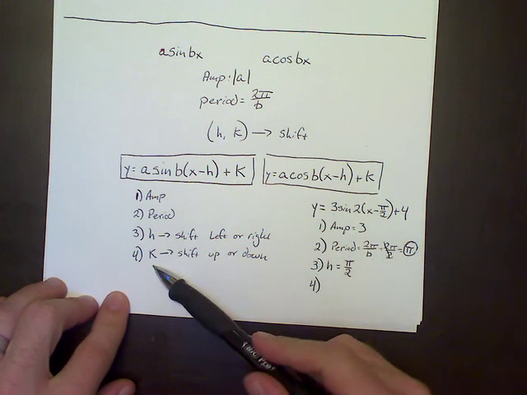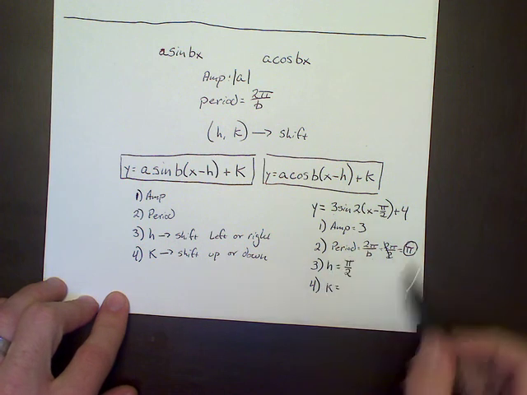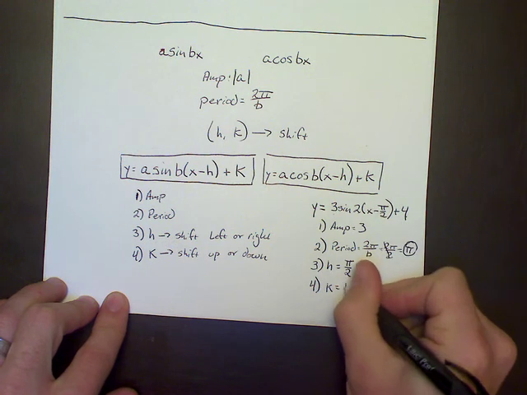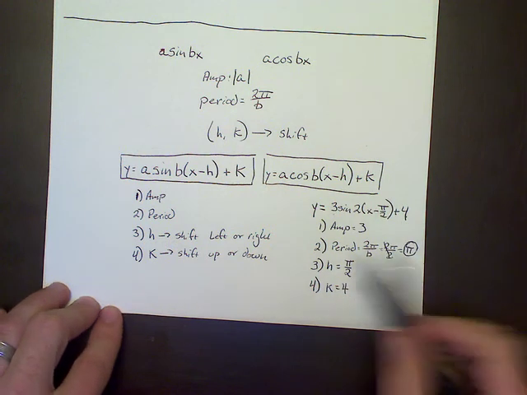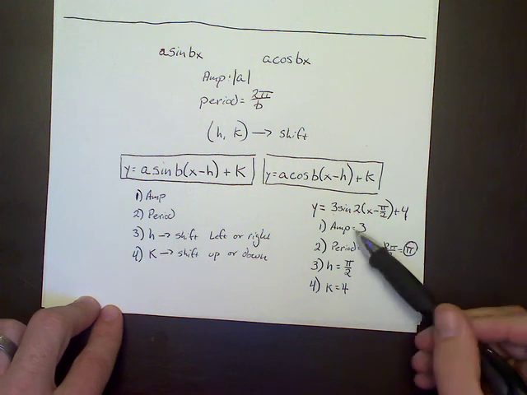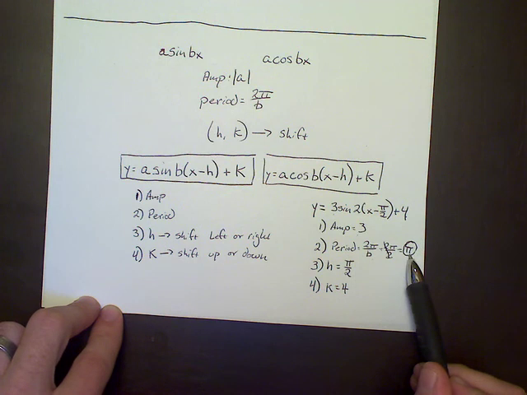And then for k, the shift up or down, we're going to look at 4. So k would be 4. So all this means here is the amplitude of the equation, or the graph, is 3, meaning the height of the graph is going to be 3. The period that we're going to look at has a length of pi.